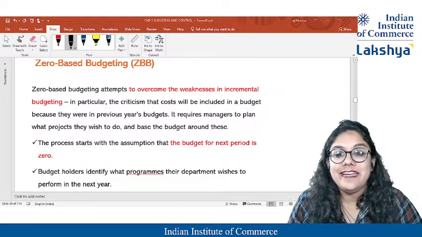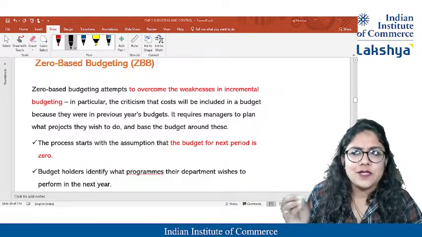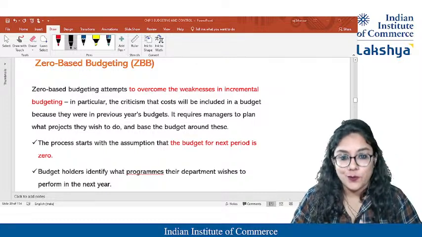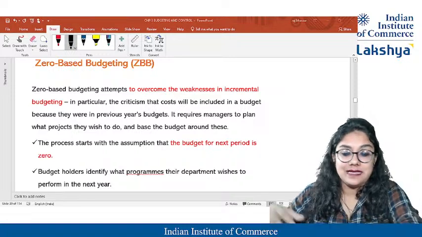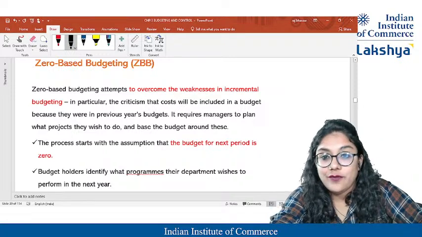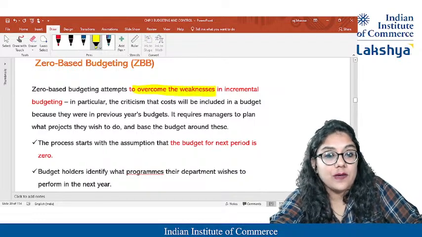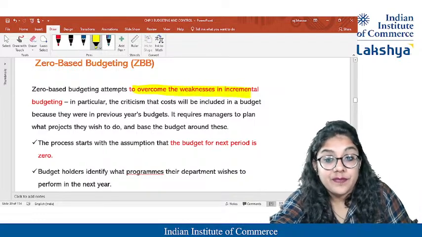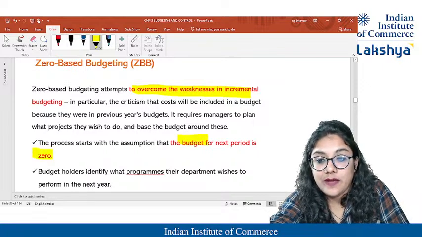So over here, when we take zero-based budget, we don't consider anything in the previous year. So let my budgets be fresh and we'll go ahead with that. It overcomes the weakness of the incremental budget. So my assumption is let's start the budget from the next period from zero, everything from zero.